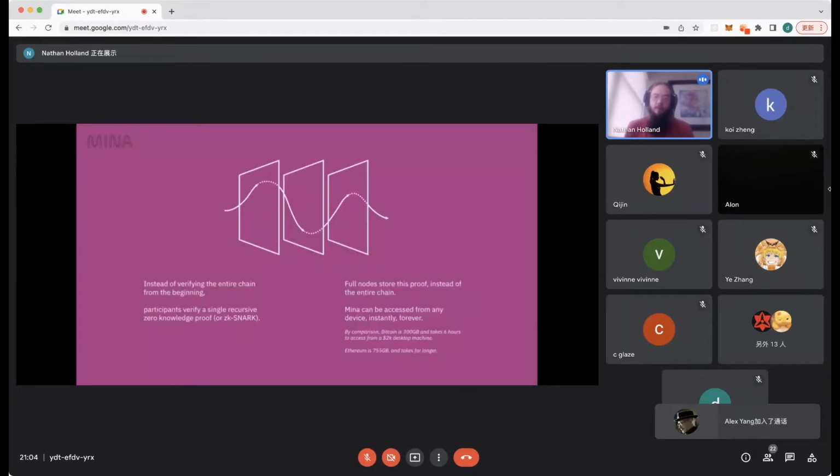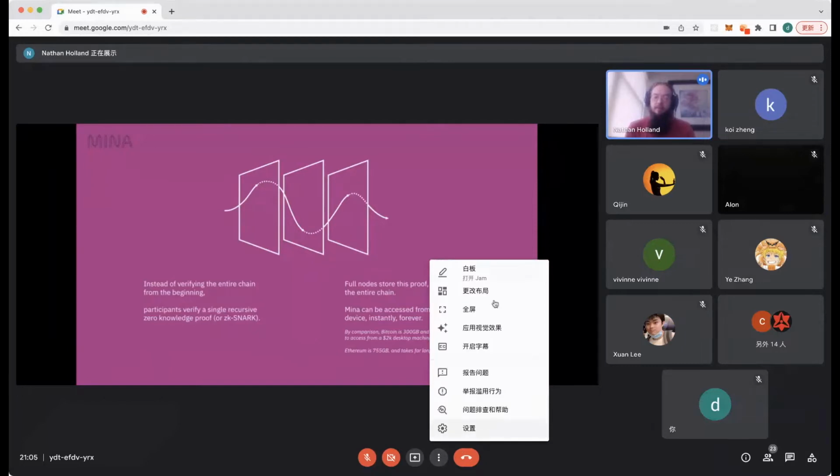And so how does that actually work? So when you get a Mina block and you look at the blockchain, instead of verifying the entire chain from the beginning, every single Mina block has a proof with it that attests to the correctness of the entire blockchain. So participants just have to verify a single recursive zero-knowledge proof in order to know that the blockchain is valid instead of having to look back at all the previous blocks. Full nodes in the blockchain only store this proof. They don't need to store the entire chain. And because of this, Mina can be accessed from any device instantly forever.